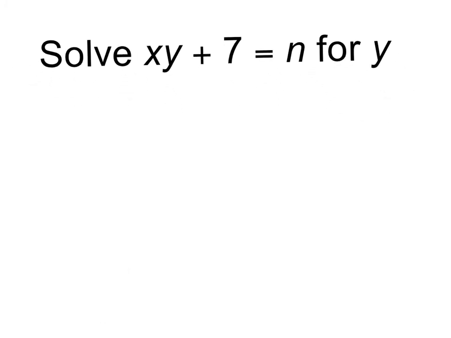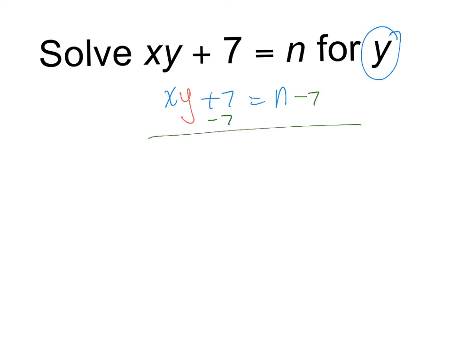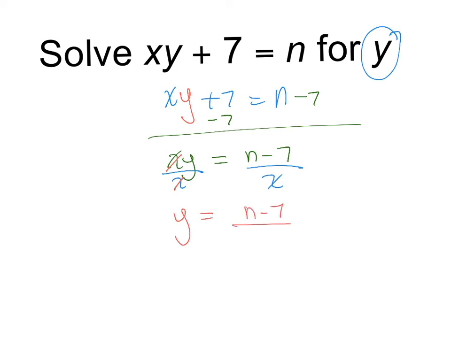Another literal equation. Solving for y. So we have x times y, which I'm solving for, plus 7 is equal to n. Well, first I have to try to isolate y. You get xy is equal to n minus 7. Then in order to get y by itself, I have to divide the whole thing by x. That is going to leave me with y equals n minus 7 over x.